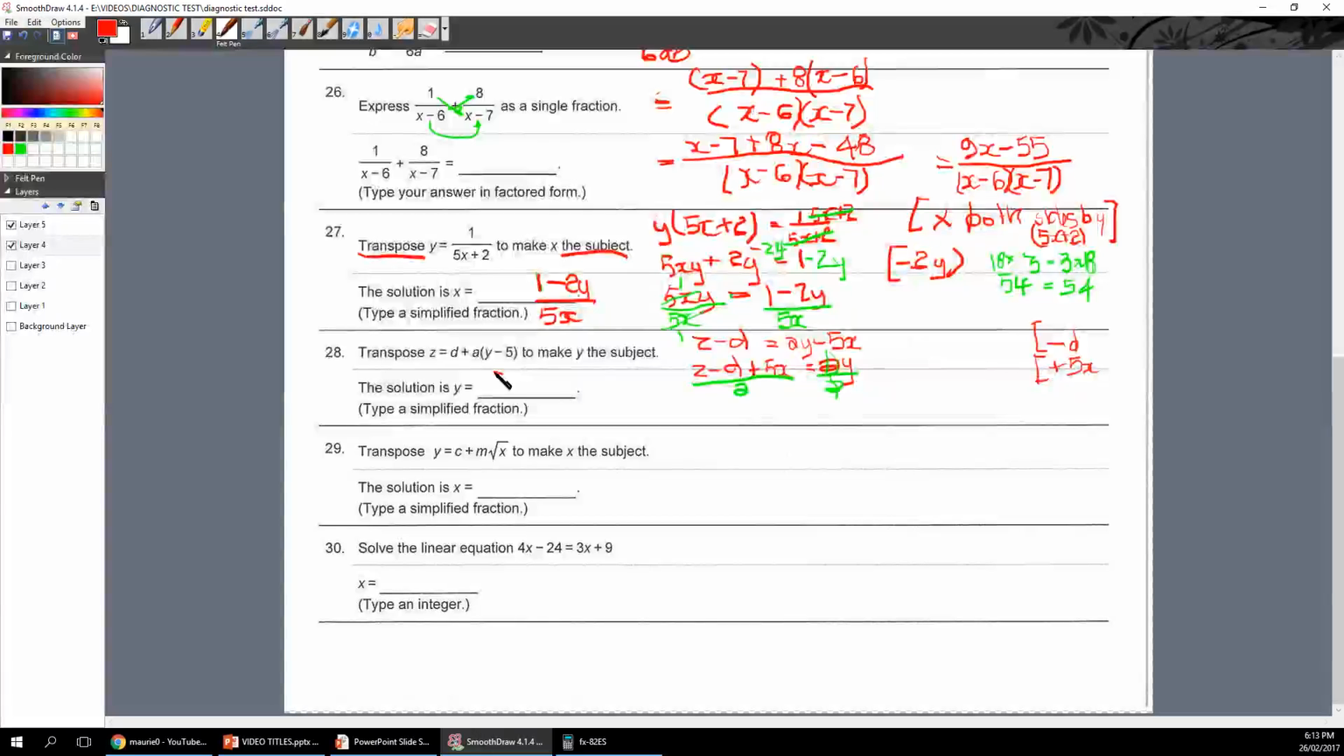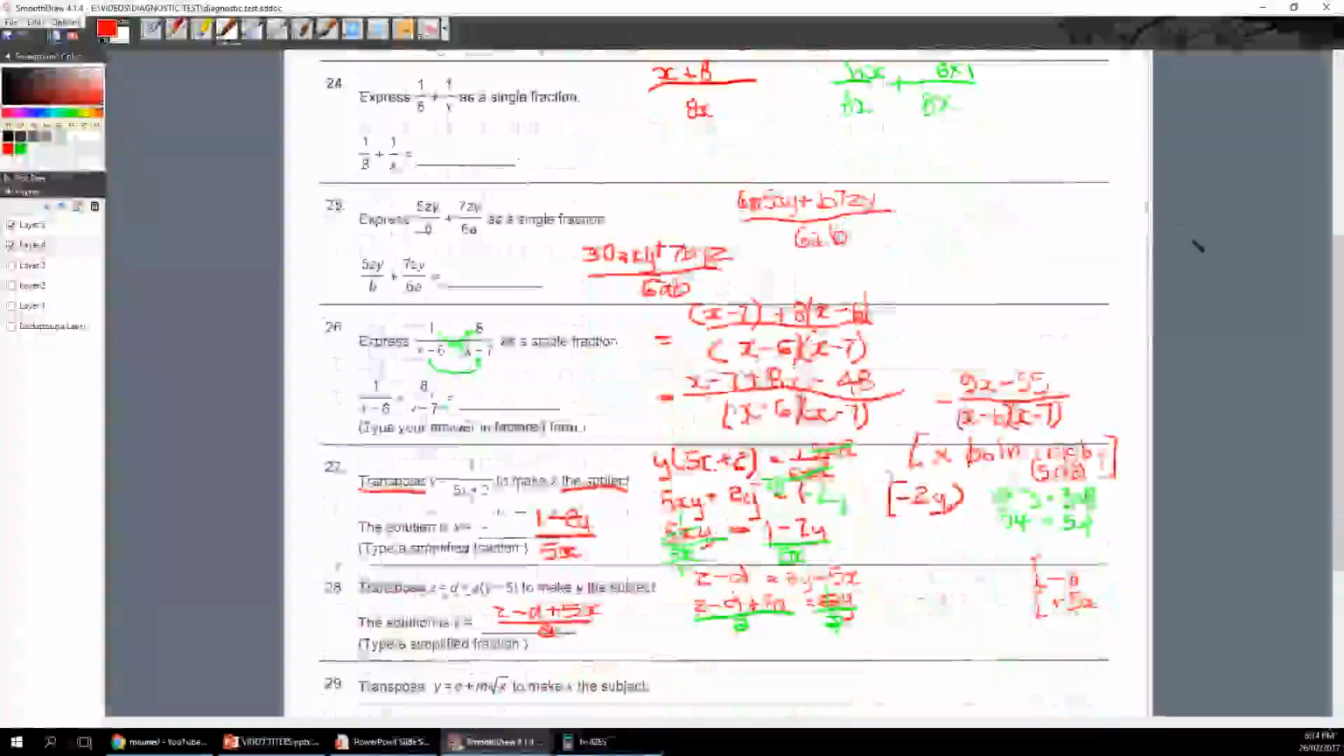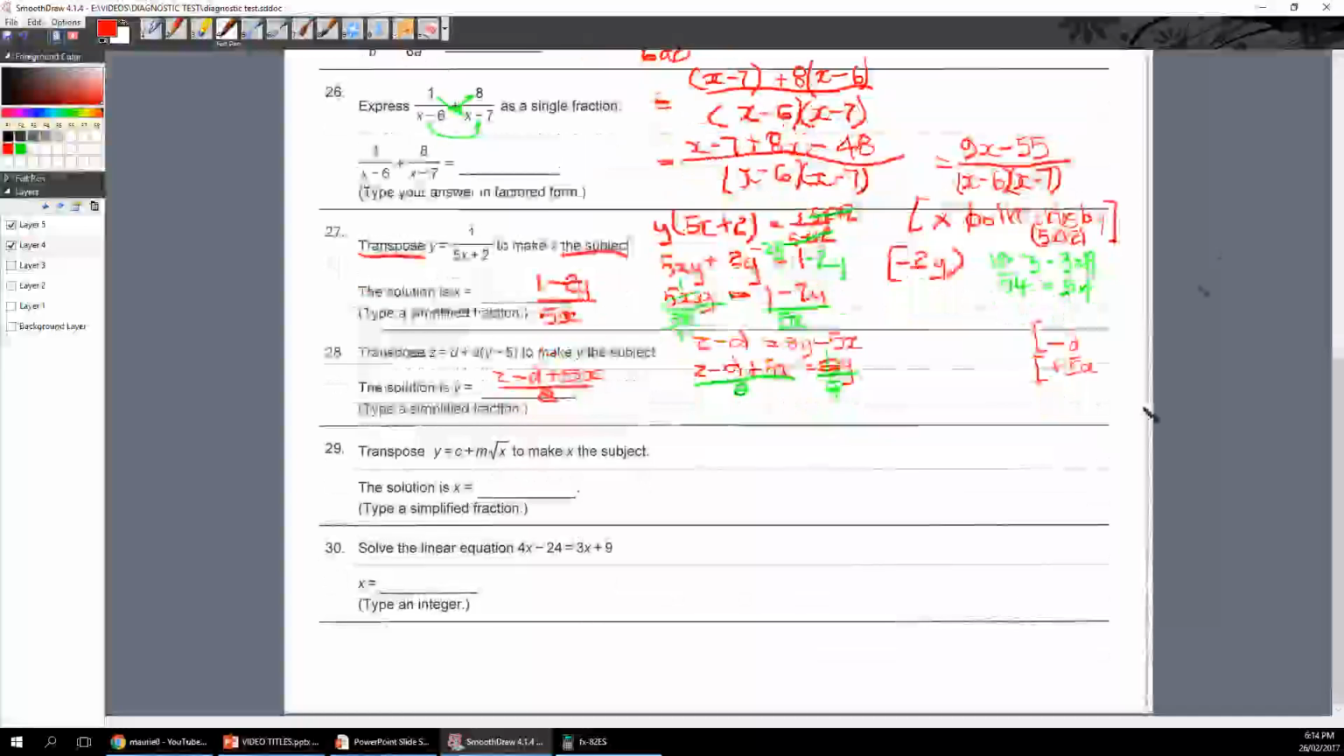So let's put Y equals in here. So we're going to have Z minus D plus 5x, and this is the answer, all over A. That's it, done. I just want to go back up there to that little one where I used the line. Where did I, oh, there it is. I did, that's all right. I thought I might not have put an actual line in.